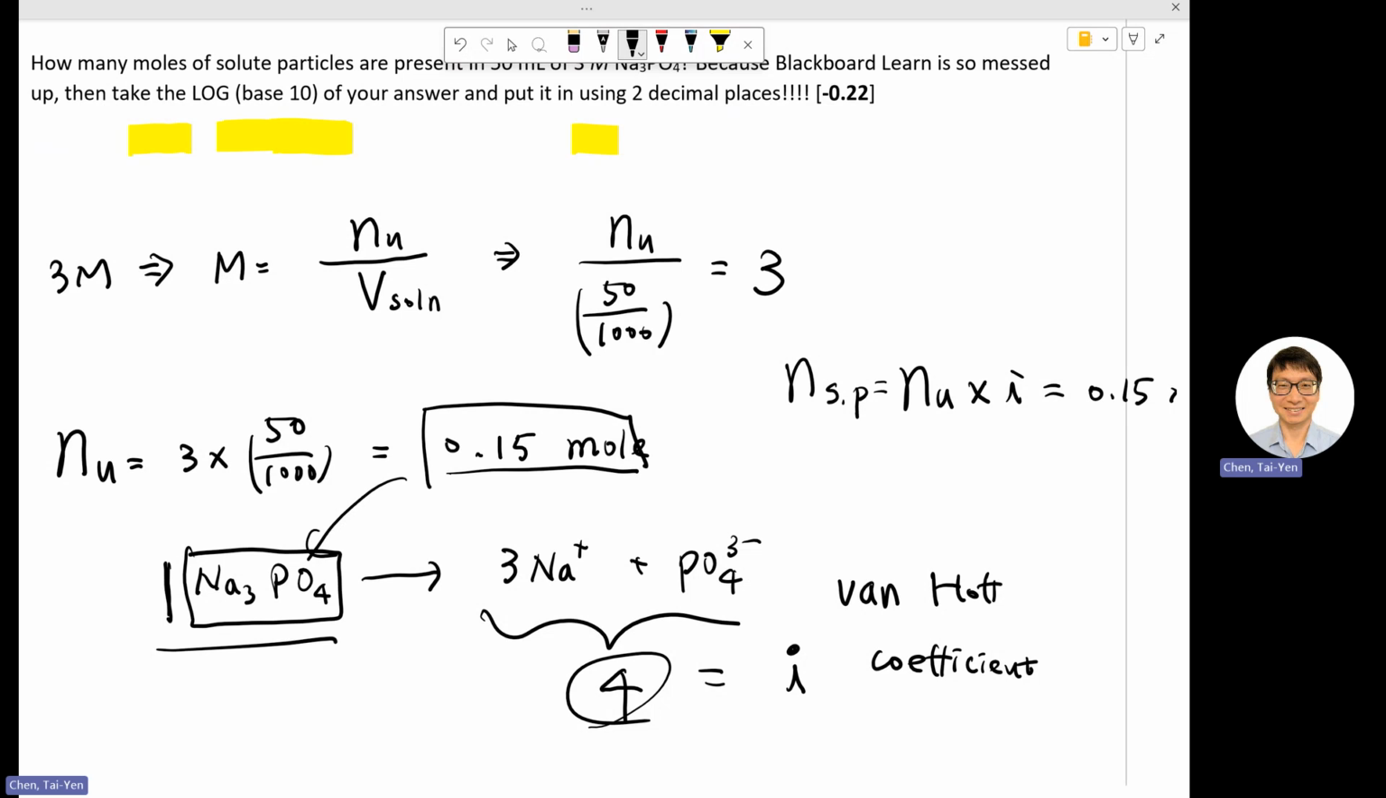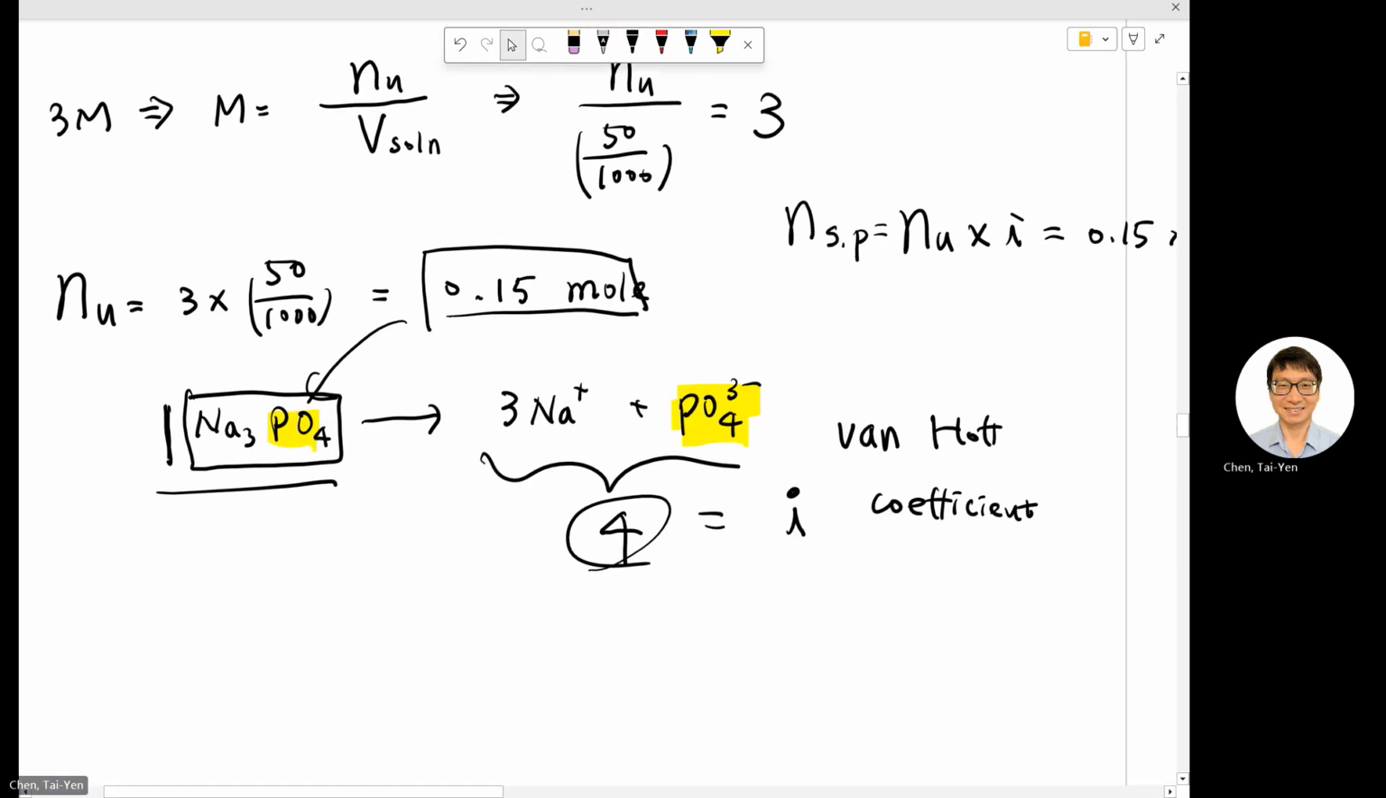Actually, that salt typically is going to associate with something that looks complicated. A common one is PO4 3 minus. This is something you want to memorize, so that once you see PO4, you know that once it dissociates, it will become PO4 3 minus. Another very famous one you need to memorize is SO4 2 minus.